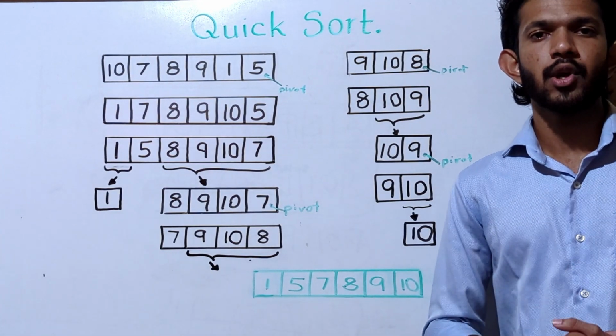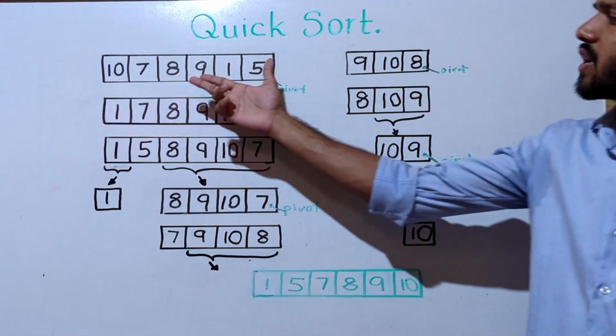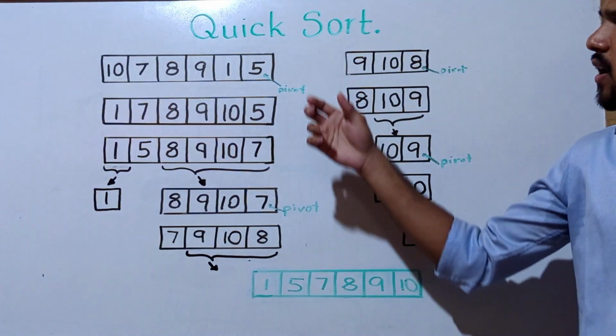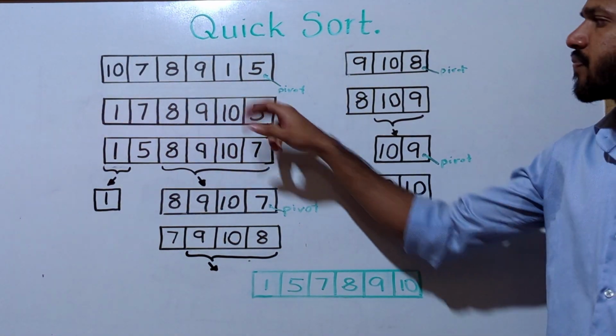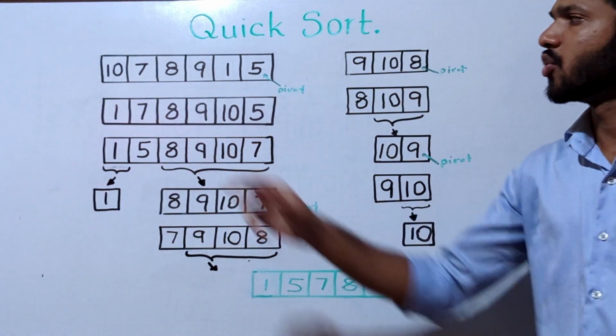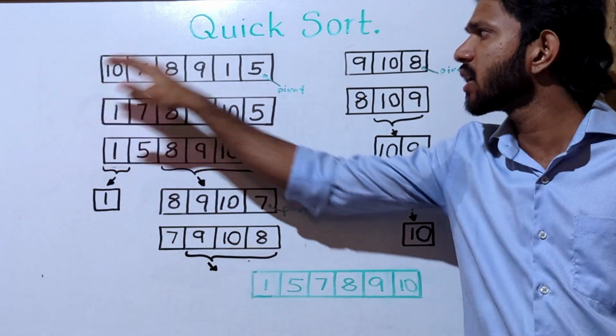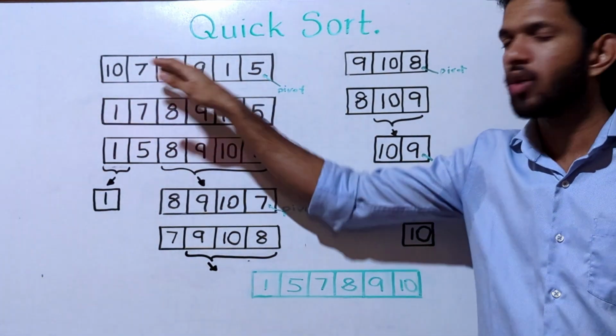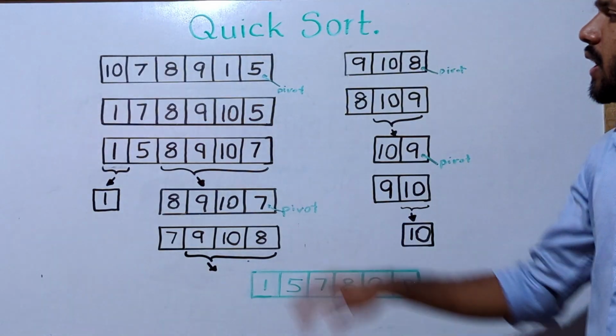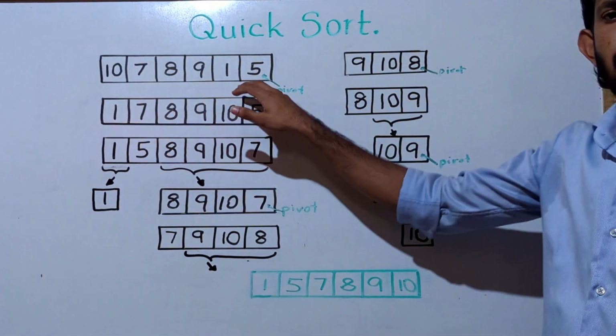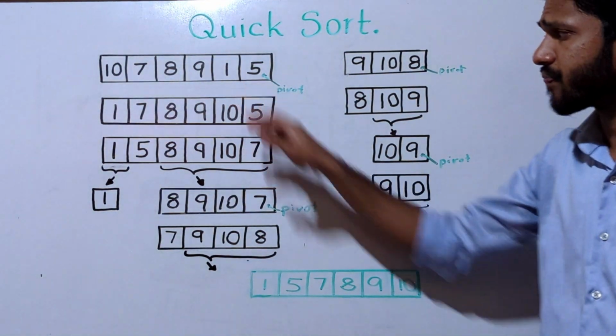Let's take an example to understand this clearly. Suppose we have this array. The first step is to select a pivot. There are many methods to select a pivot. You can select the first element, last element, middle element, or any randomly selected element. In this, I am going to select the last element as the pivot, which is 5.